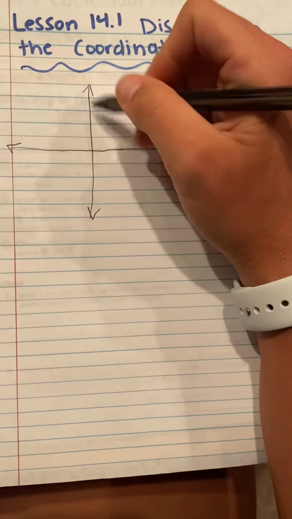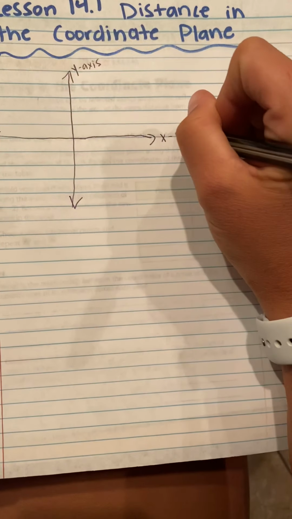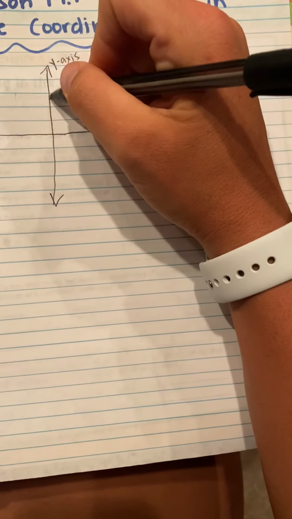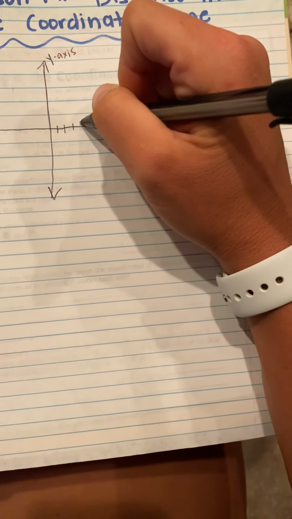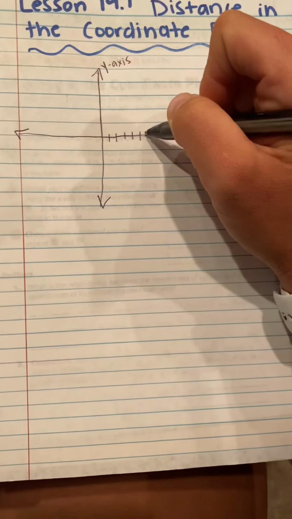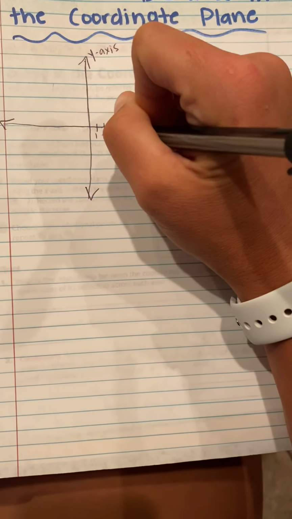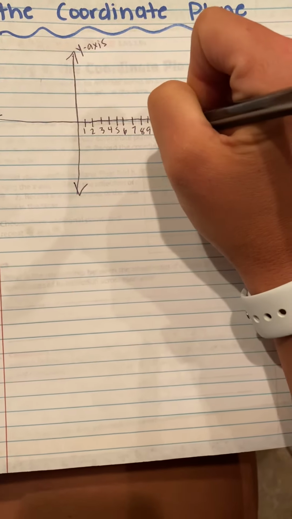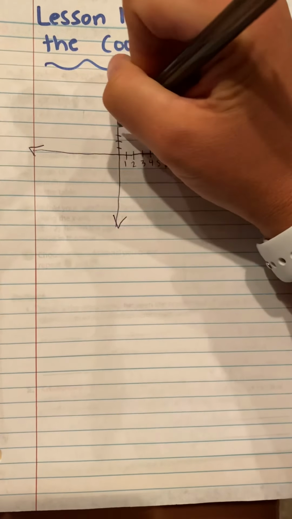Now remember, this is the y-axis. It runs up and down. This is the x-axis. It is running horizontally. And let's just label it maybe through 10. One, two, three. We'll do that for all of them. Remember, these are all positive.